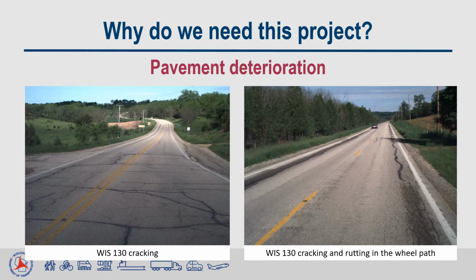The photo on the left shows alligator, longitudinal, and transverse cracking of the pavement. The photo on the right shows longitudinal cracking and rutting in the wheel paths of the travel lane.